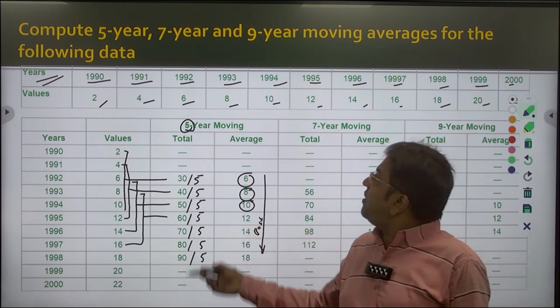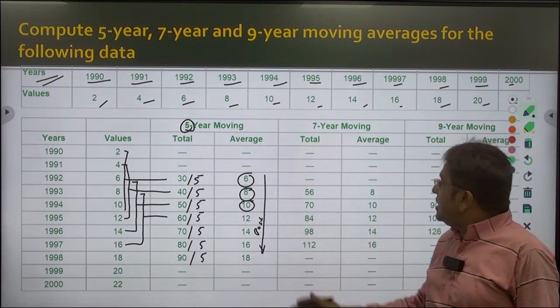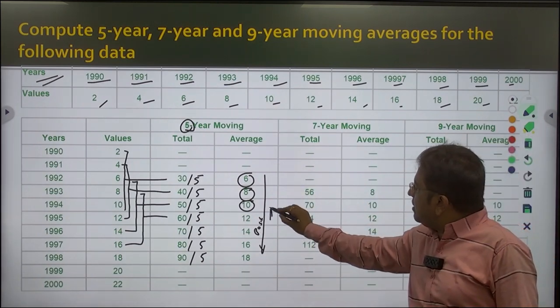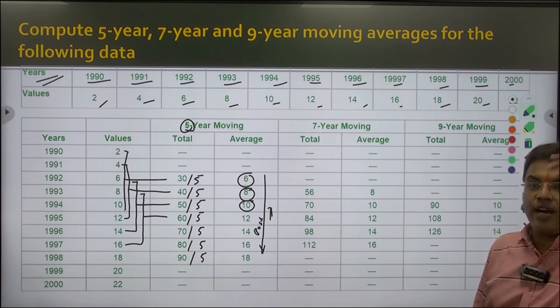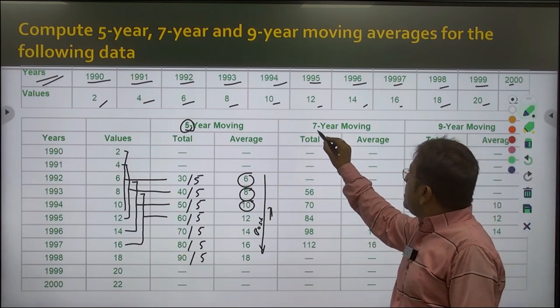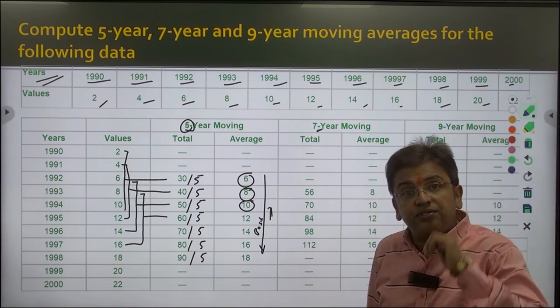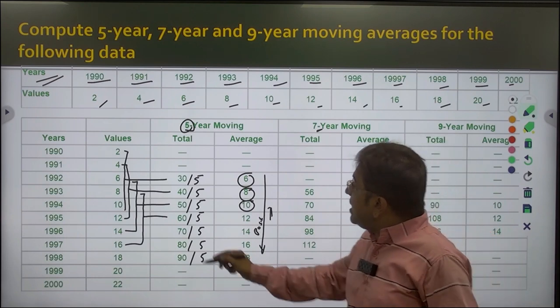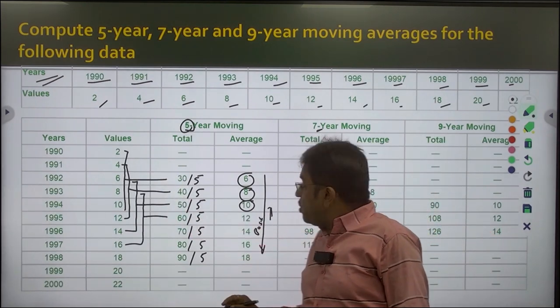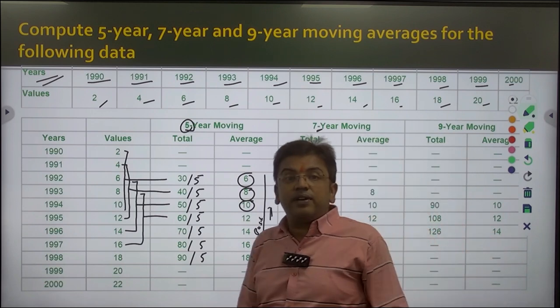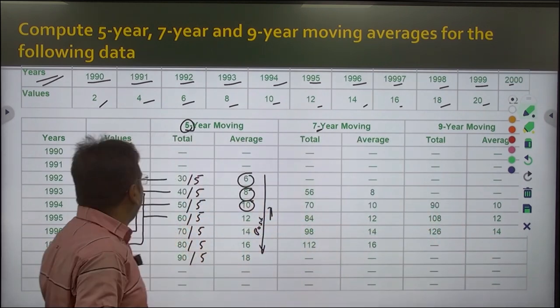Right? So for the 5 year moving average, it has got a positive trend, means it has got a rise in the value. Now when the same question is being asked for 7 years, so till date we have taken for 5 years 5 values. For 7 years we are going to calculate the total of the first 7 values.